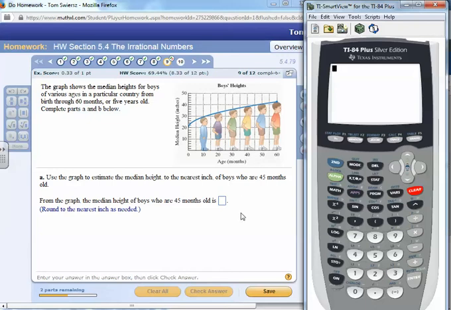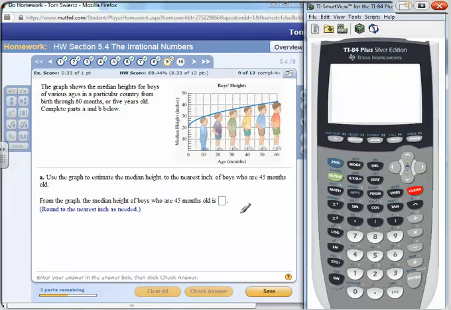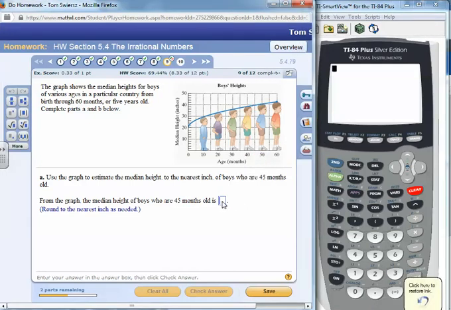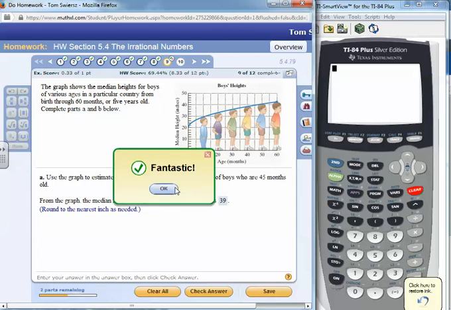We're using the graph. So this line right here is for 45, and it goes to about right there. It looks like it's a little bit less than 40, so maybe somewhere around 39. It's in increments of 2. So I would say somewhere around 39. Let's go ahead and put that in and see if we're correct. Okay, it did mark it correct.